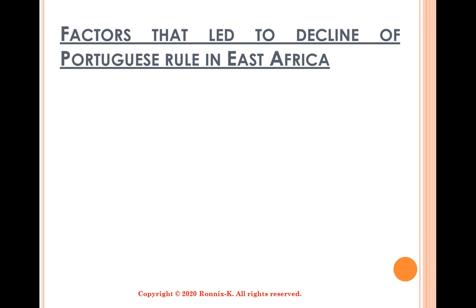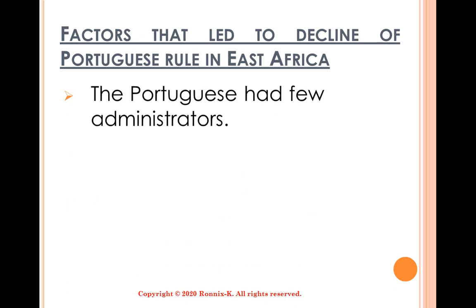Okay, my kids, now let me take you to this one. When the Portuguese conquered the East African coast, they ruled it for some time, but their rule did not last forever, so it declined. Now let us see the factors that led to the decline of Portuguese rule in East Africa. 1. The Portuguese had few administrators. The area was big, but the leaders were few, so management became hard for them.